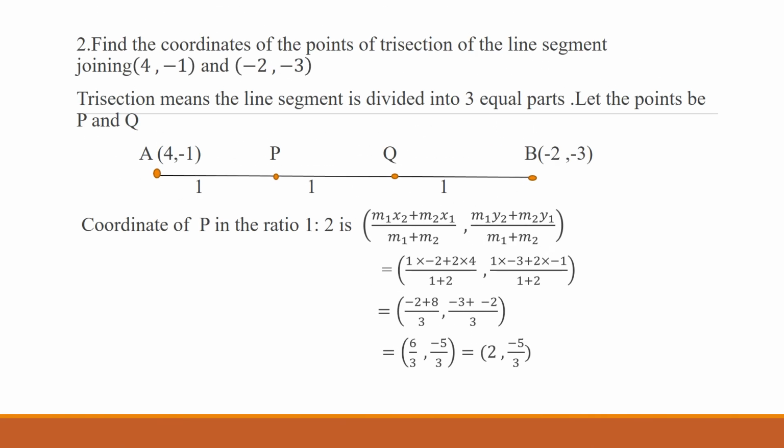Question number 2. Find the coordinates of points of trisection of the line segment joining (4, -1) and (-2, -3).